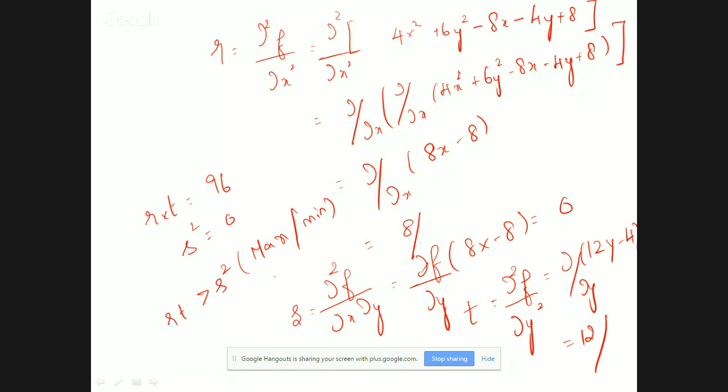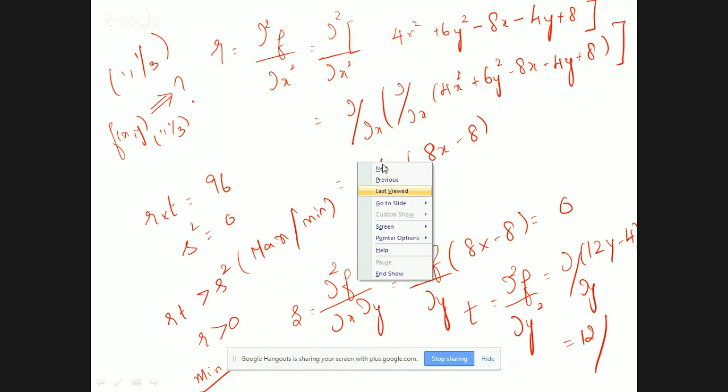But whether it's going to have maxima or minima, r value is greater than 0. So it is going to have minima, and the minima point is (1, 1/3). Now in that function f(x, y), you substitute (1, 1/3). That is the optimal value.